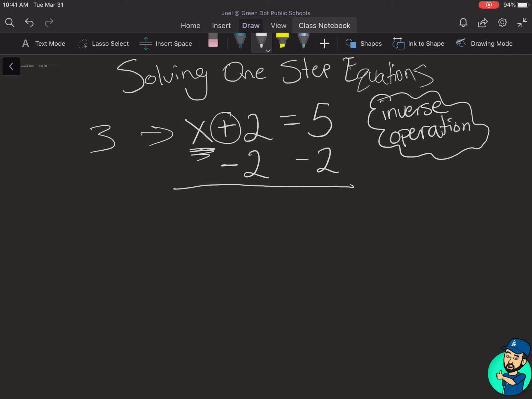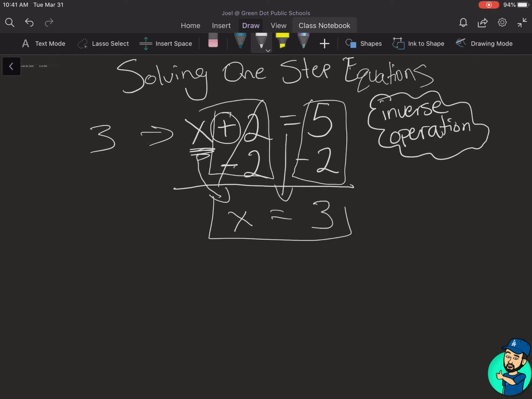Now what happens here is this positive 2 and the negative 2 cancel each other out. 2 minus 2 is 0. Now what I always do is bring down the x, I bring down the equal sign, and 5 minus 2 equals 3. Now that's how you solve a one-step equation. Let's do some more examples. Let me erase this here.